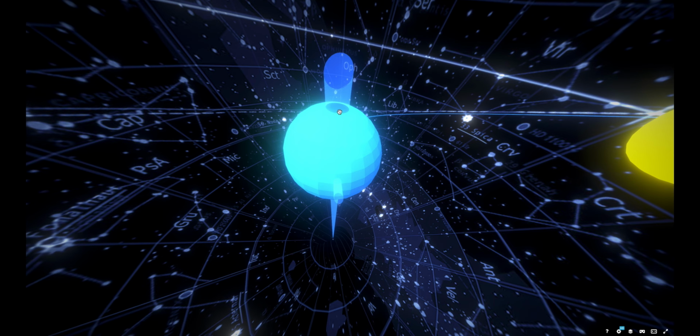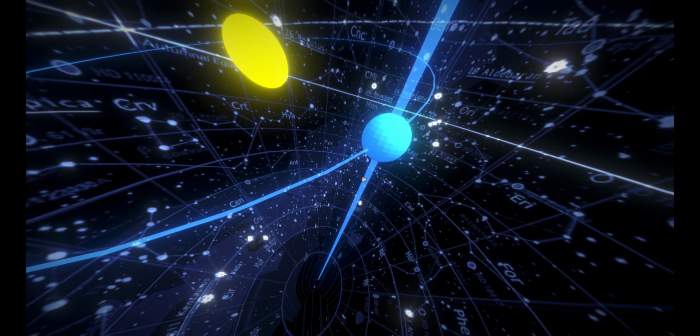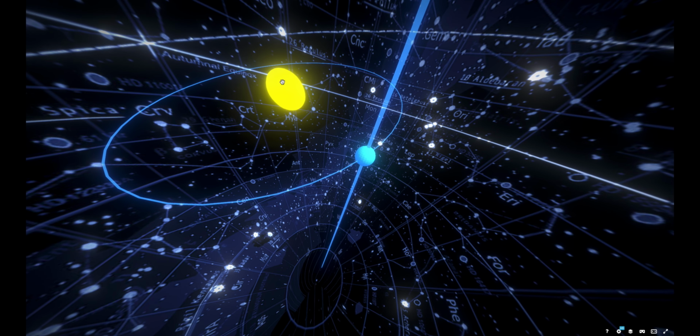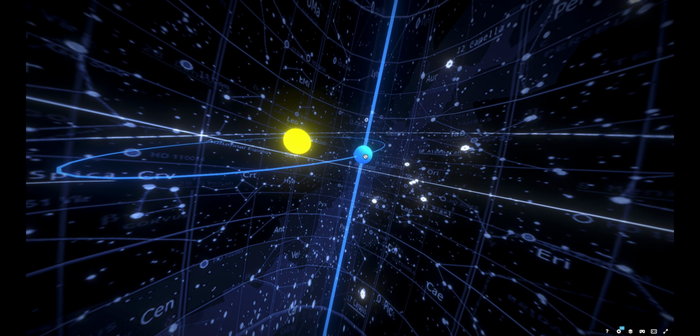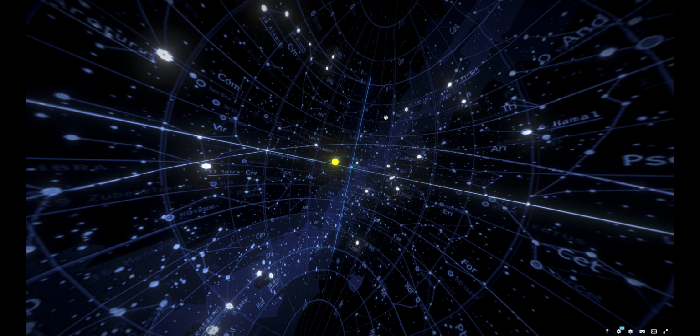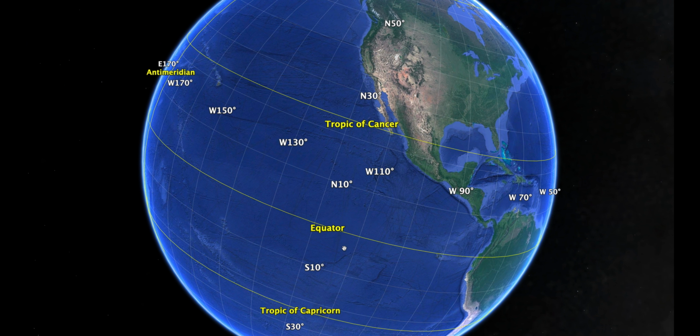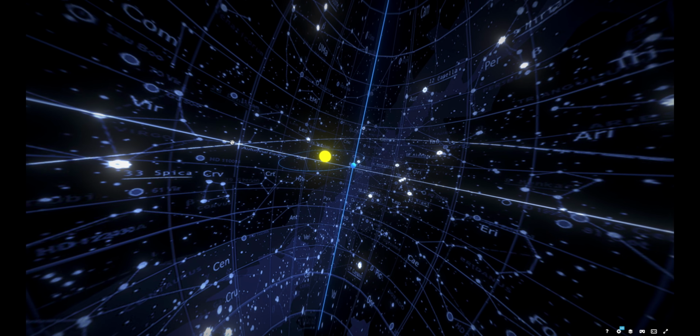So here is Earth inside the celestial sphere. You can see the Sun, the Earth's orbit around the Sun. That's the axis of the Earth, which is the centre of the celestial sphere. Like Earth, see, Earth has an equator. It goes around the middle. The celestial sphere also has an equator.